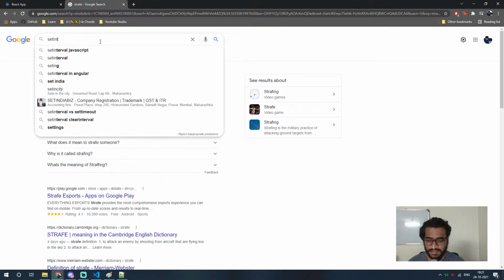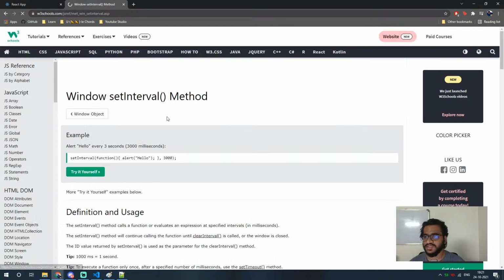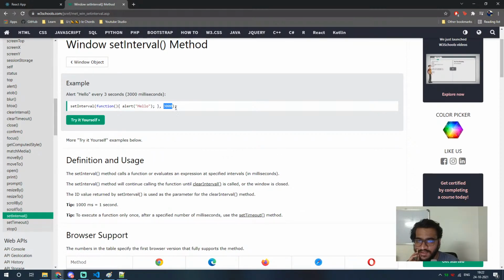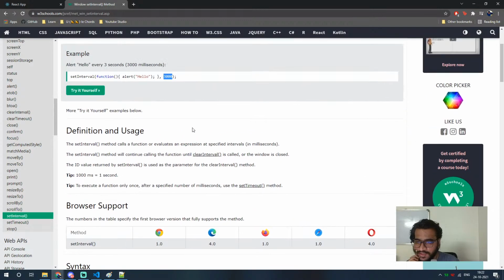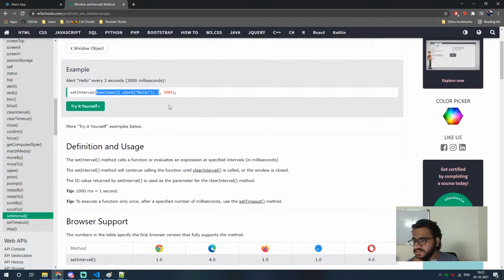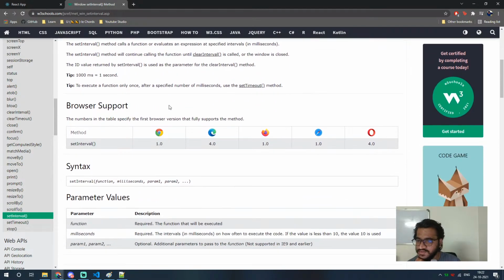So let me just figure out how set intervals work. Set interval has a callback function and an interval value. What set interval does is it takes a function. This function will be called after every 3000 milliseconds. Whatever the value is given, if I give a 10 milliseconds value, then this function would be called after every 10 milliseconds. This is how a set interval function works.